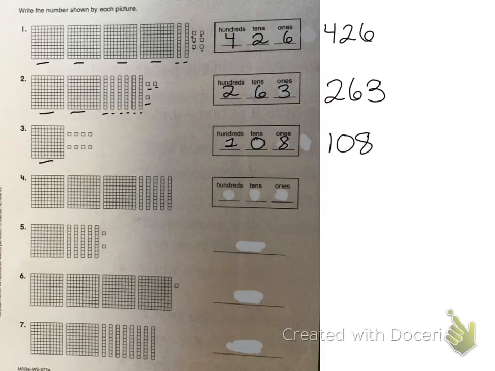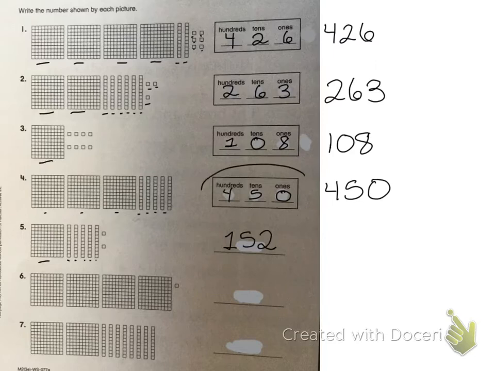Okay, on the next one, I have 4 hundreds blocks, and I have 5 tens blocks. And I don't have any ones, so I'm going to put a 0 to show I have no ones blocks. So my answer is 450. Okay. The next one, I have 1 hundreds block. I have 1, 2, 3, 4, 5 tens blocks, and I have 2 ones cubes. Okay, so you can see that I have 152.